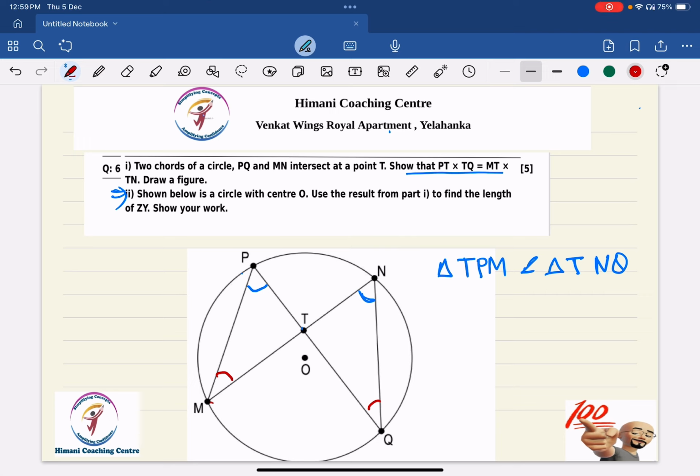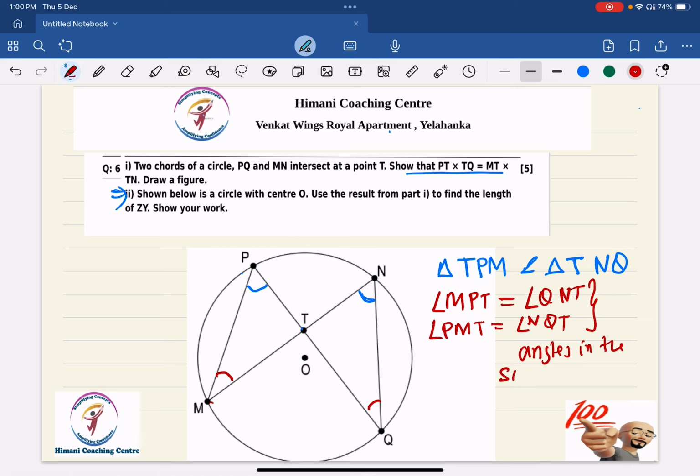So now we will say angle MPT is equal to angle QNT. Also, angle PMT equals angle NQT. And why? The reason is angles in the same segment by arcs are equal.